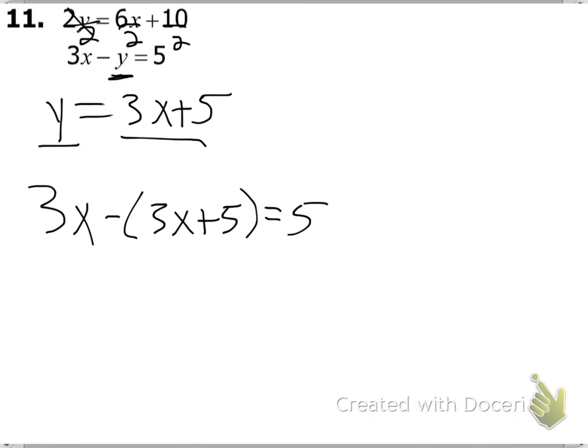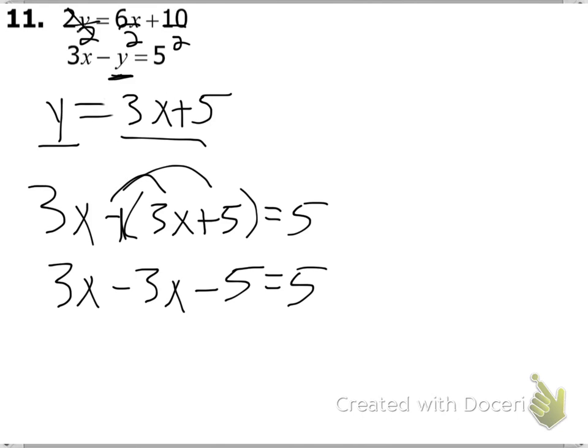What number is understood to be there in front of that parentheses? 1. It's a negative 1, right? So I have to distribute this negative 1 through my set of parentheses. So I get 3x minus 3x minus 5 equals 5. Everyone okay with that? Okay, when I combine my like terms, 3x minus 3x, that gives me 0. They cancel each other out. What am I left with? Negative 5 equals 5.